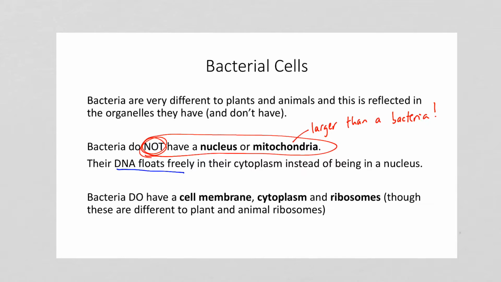Bacteria do have some things that plant and animal cells have, and those include the cell membrane, the cytoplasm, and the ribosomes. The ribosomes are different in bacteria and plant and animal cells. You don't really need to get into that at all at GCSE. You just need to remember that bacteria have them. For those of you that are curious, it has to do with what the ribosomes are made out of. So we typically talk about prokaryote or bacterial ribosomes being 70S, whereas eukaryotic ones, plant and animal ones, are 80S.